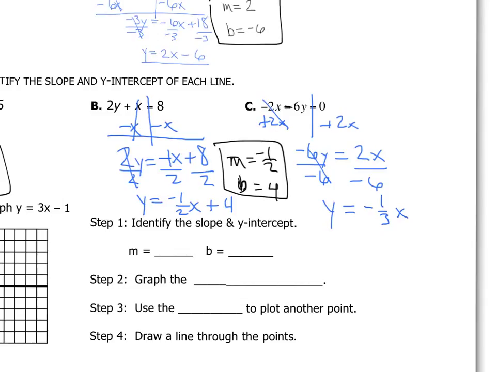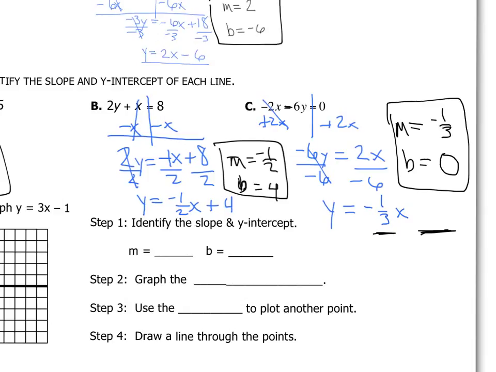Now here's a certain situation where I have the slope. Now the slope is always connected to the x, so slope is negative 1/3, but I don't have a y-intercept. There's nothing over here. There is something there, you just can't see it because its value is 0. So it's negative 1/3 x plus 0 essentially, and so there is your slope and y-intercept.